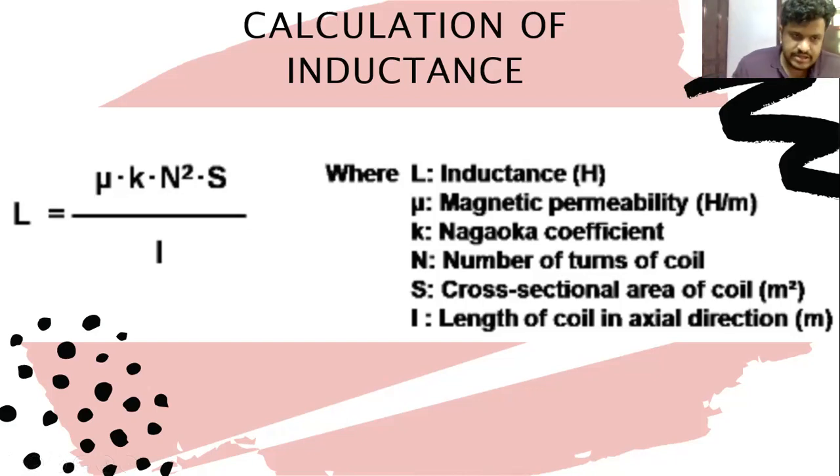Don't worry about this constant. K will have a particular value. Mu is the magnetic permeability. Each wire will have different permeability values. This will vary when we change the coils. You need to know that. This is the equation of the inductance: L equals mu times K times N squared times S by l. Just remember this equation and what these terms represent.